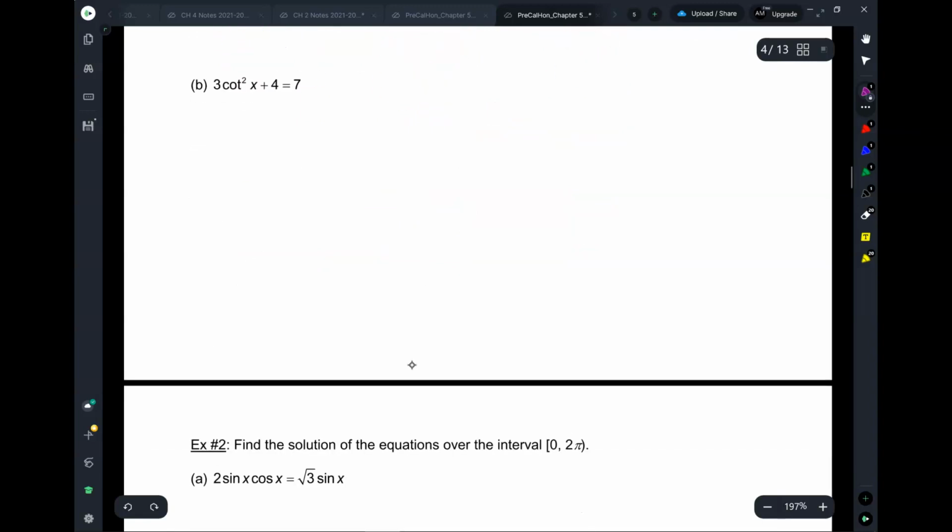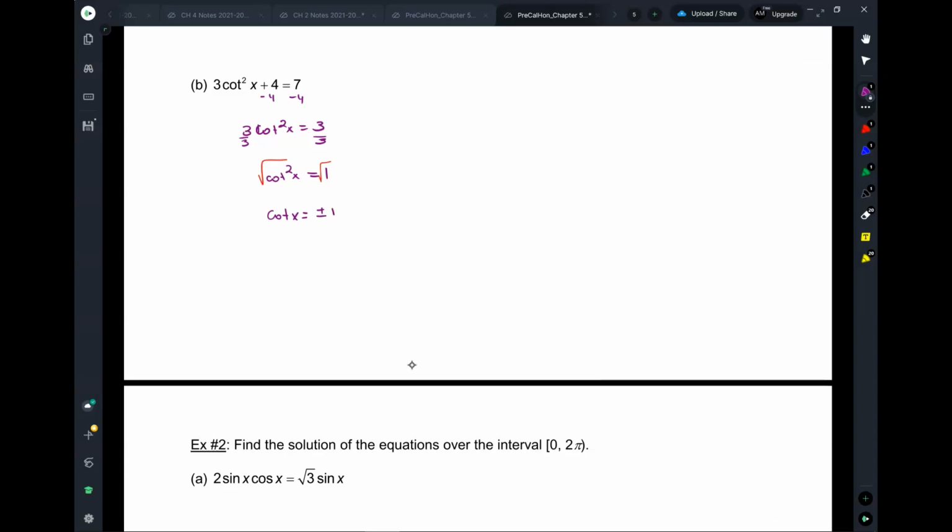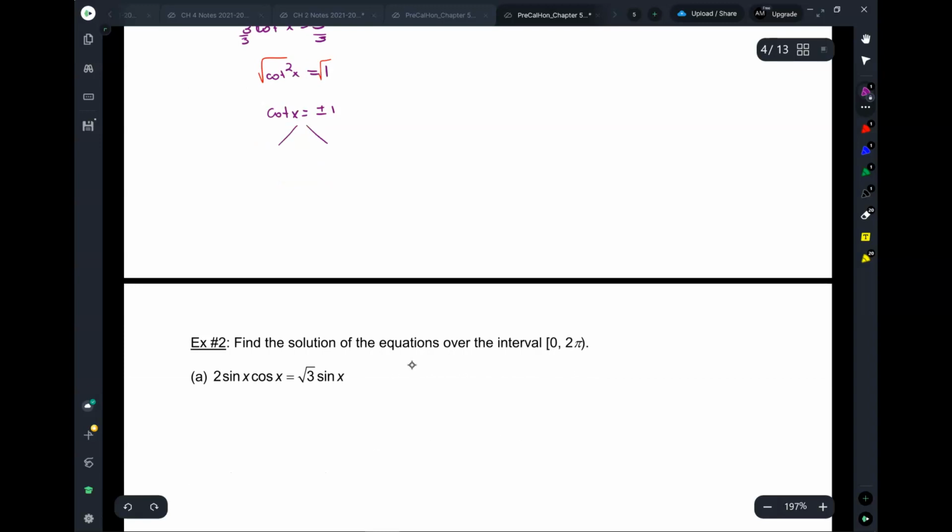All right, here we have 3 cotangent squared x. Okay, so again, let's isolate the cotangent. First, I'm going to subtract 4, equals 3. Divide by 3, divide by 3. Cotangent squared x is equal to 1. Now, take a square root, take a square root. Cotangent x is equal to what? Fabulous, plus or minus 1. Everybody forgets the plus or minus. Good. So that means I have cotangent x equals 1, cotangent x equals negative 1.